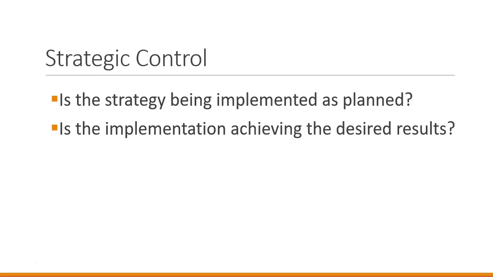And there are two key questions that will drive our strategic control. Is the strategy being implemented as planned? Or are we doing what we planned to do? And is the implementation achieving the desired results? We wanted to do certain things, implement a certain strategy, not for the strategy in and of itself, but to achieve a certain result. And we ask these two questions. Are we implementing the strategy as we plan to do? And is this implementation achieving the results that we were looking for?